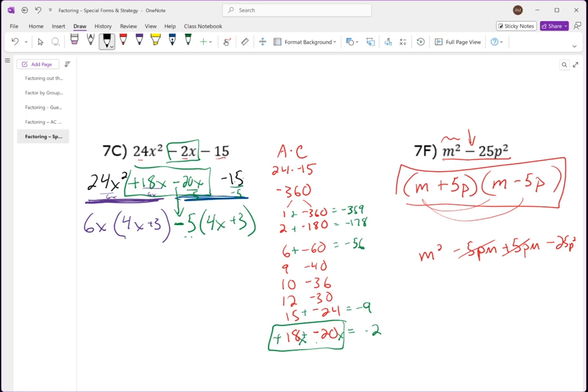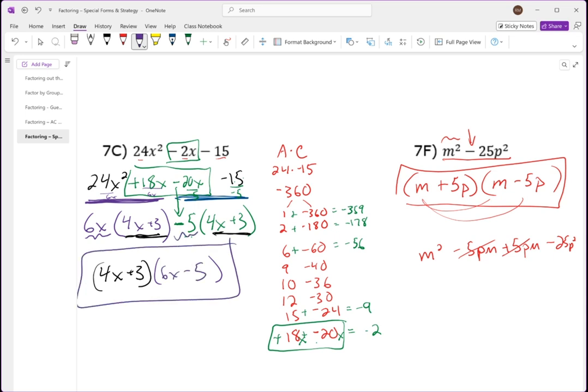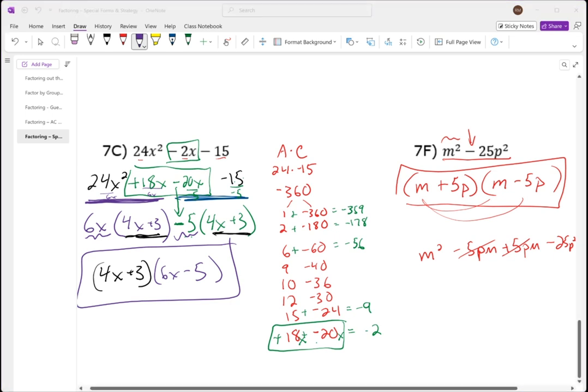And if I've done it right, these two parts of the term should be the same. So I'm going to factor it out. And then what's going to be left is a 6x and a minus 5. Of course, I could check my work by multiplying that out, but I feel pretty confident, so I'm not going to.